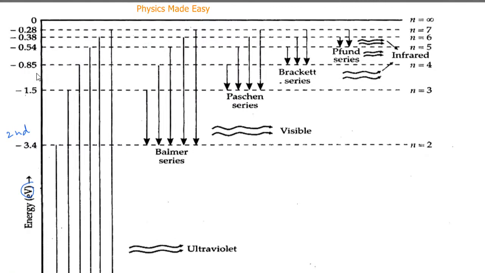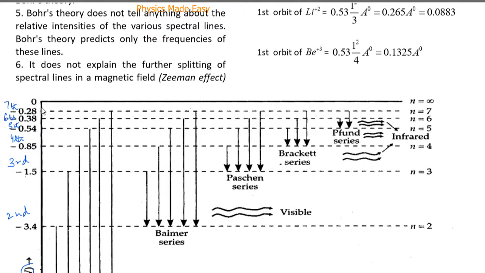And this is the third. For the third, this is minus 1.5 electron volt. For the fourth, this is minus 0.85 electron volt. For the fifth, minus 0.54 electron volt. This is for the fifth. This is for the sixth. This is for the seventh. Now these are the various levels of energies. And this is the zero level. Zero level corresponds to n is equal to infinity.